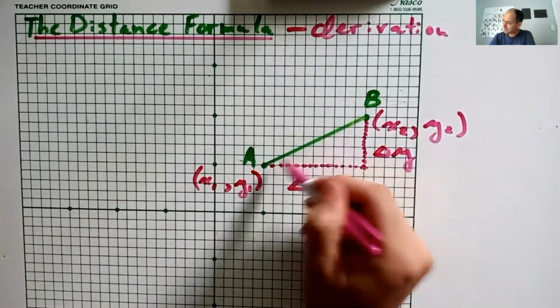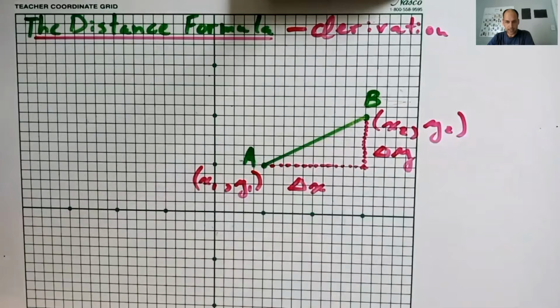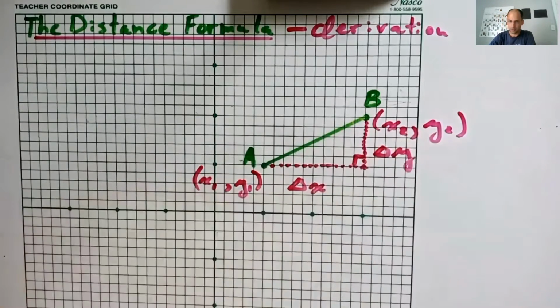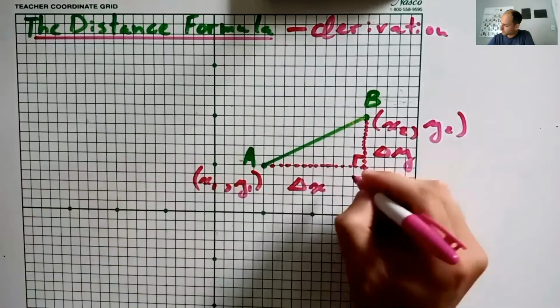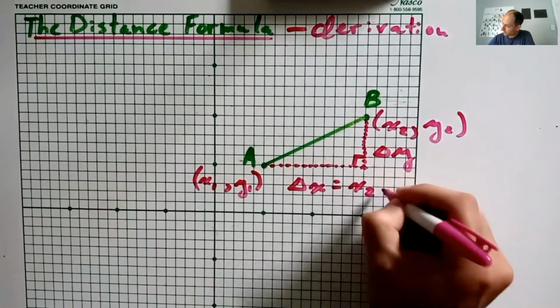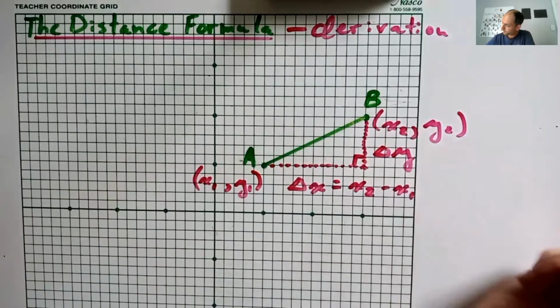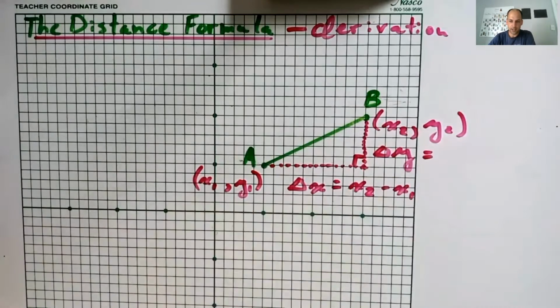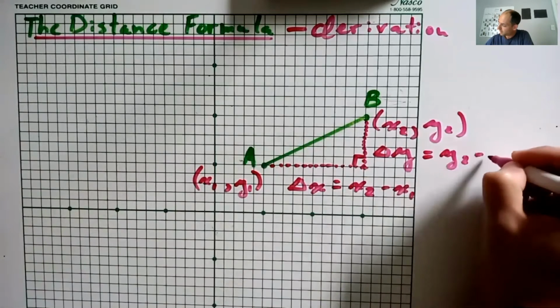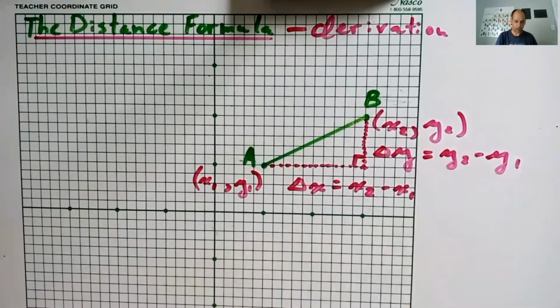A line segment on a Cartesian grid you can think of as the hypotenuse of a right-angled triangle, where the legs are the change in x and the change in y. The change in x, of course, is the difference in the x coordinates, x2 minus x1. And the change in y is equal to the difference in the y coordinates, y2 minus y1.